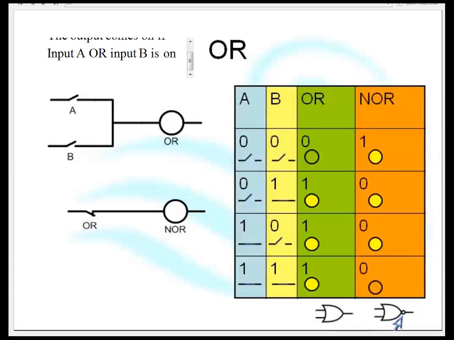Anyway, so we have got the OR. The OR is the two switches wired in parallel. OR means in parallel. Okay, are we happy with the English language and OR?